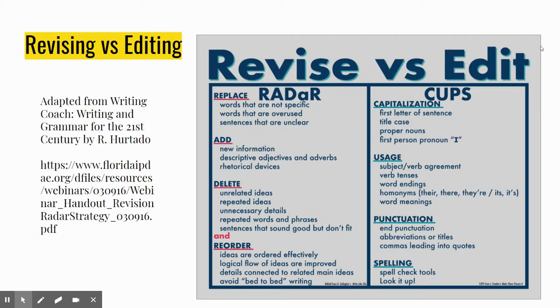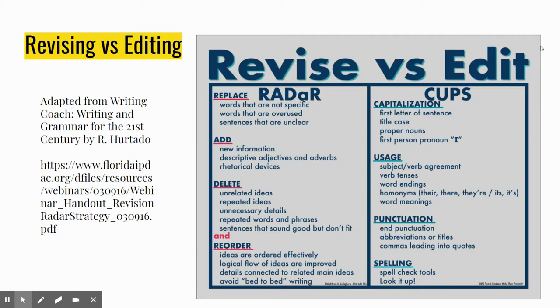The tool that I think works for me, the tool that was on the title slide, is RADaR and CUPS. Revise versus edit. You can see on the left-hand side that it's adapted from a book, and that I got part of the adaptation from the web. I'm not sure where I got the photo from the slide. I think it was sent to me. I think one of my former colleagues may have sent it to me.